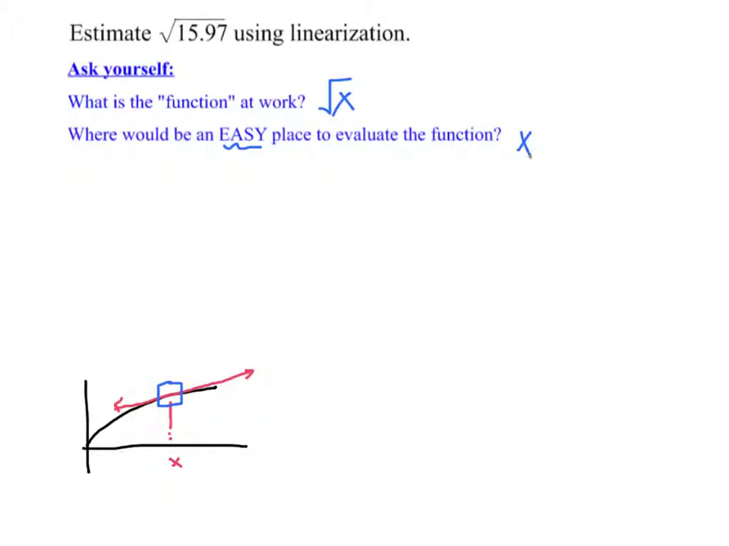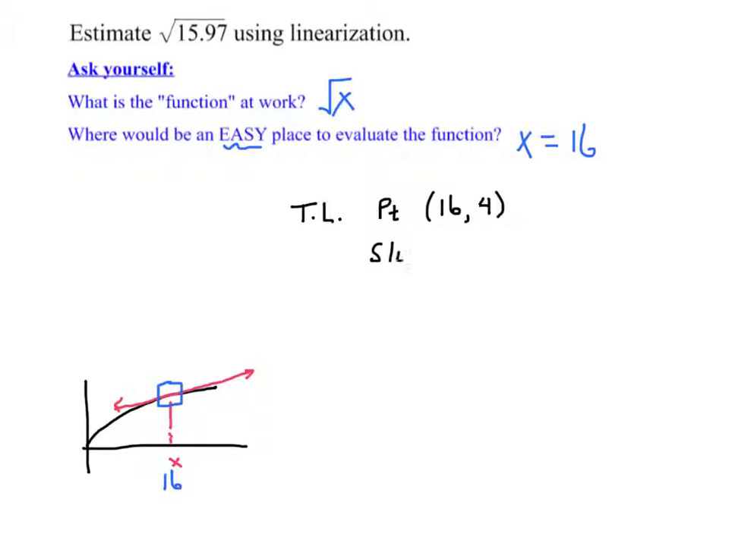Hopefully you can see that it's got to be 16. Okay, that if we made the tangent line at 16, because I know what the square root of 16 is, I could easily use that tangent line to estimate the value of the square root of 15.97. Okay, so let's make our tangent line. First, we need a point. Now, I know that the x is 16. So y would be the square root of 16. It would be 4.